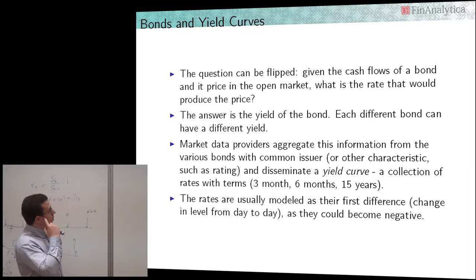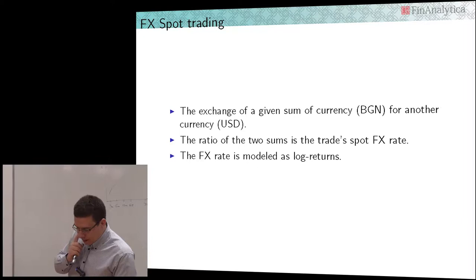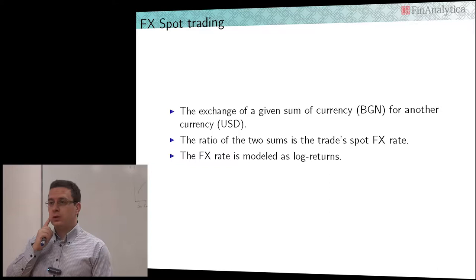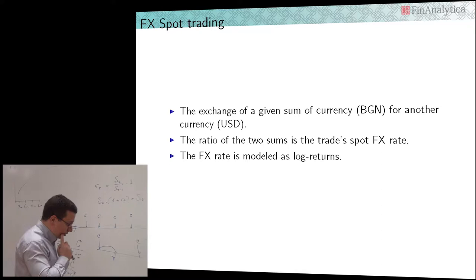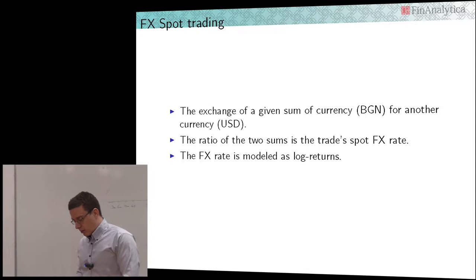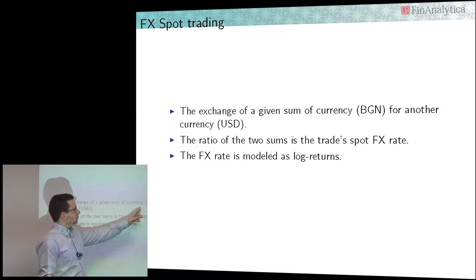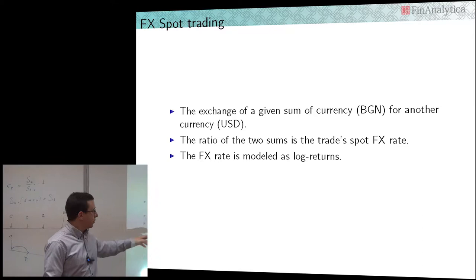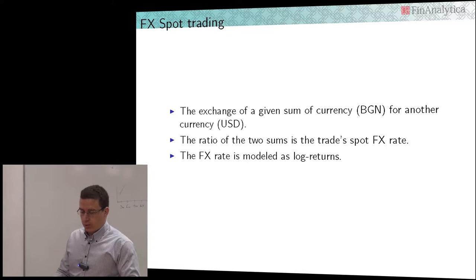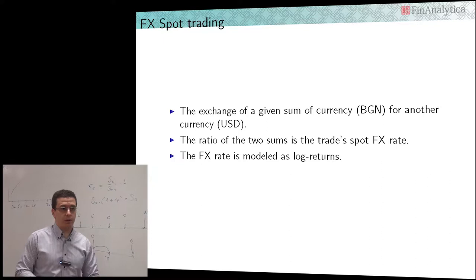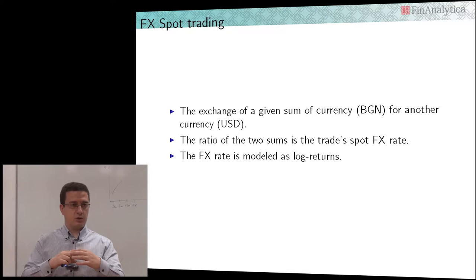Moving on, another large market is for currencies. A lot of people need money in a different currency, either to pay their debts or buy some commodities or something else. So there's quite a large market for currency, and this is the FX spot market, where two parties exchange sums of money in different currencies. Let's say, for example, you pay 1 million lessons in order to get 7,500,000 US dollars. And the ratio between these two sums of money is the exchange rate on which this is traded.